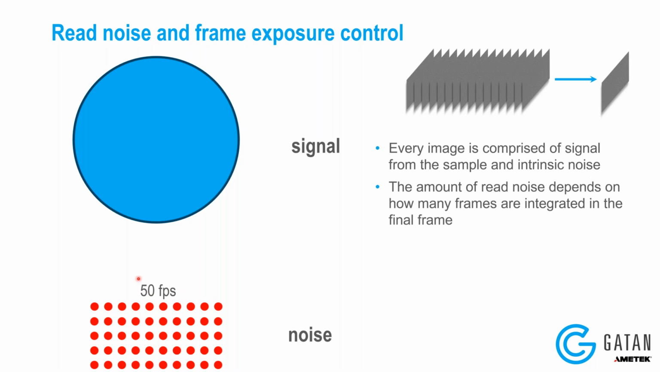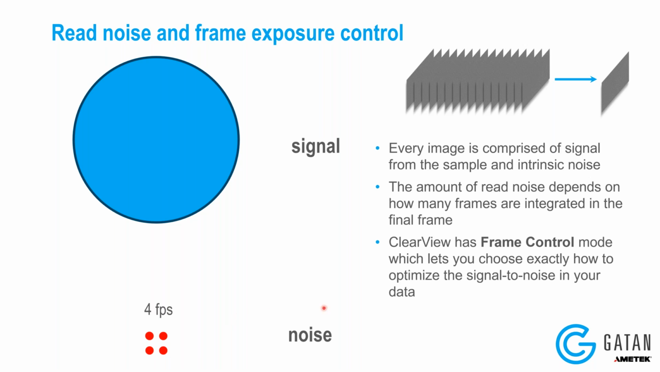So if you had 50 frames per second in a 1 second capture, say you had 50 units of read noise that you integrated into your final image, and that affected your signal to noise ratio of the data coming off of the camera. What the ClearView camera can do is it has this frame control mode, which lets you choose what frame rate you want to use on the camera. And actually, you can run the camera super slow if you really wanted to improve the signal to noise by just integrating less read noise into your final image.